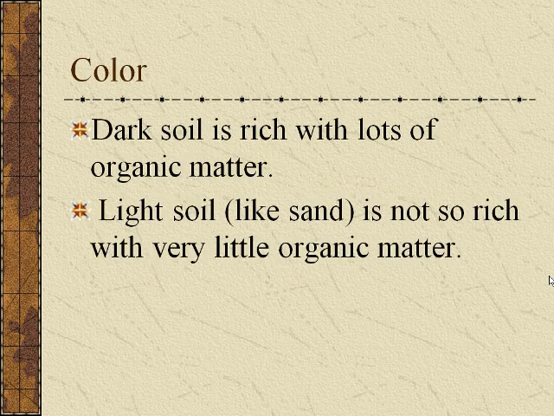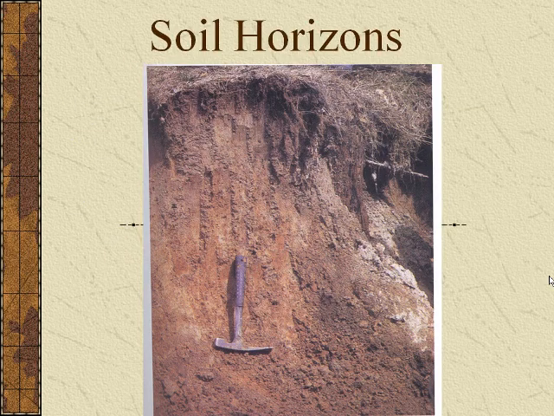The color of the soil: the darker it is, the more organic matter it has in it. The lighter it is, the less organic matter it has in it. So you're thinking about the really dark stuff you use when you're planting a garden versus sand and stuff at the beach, which doesn't have very much organic matter in it.